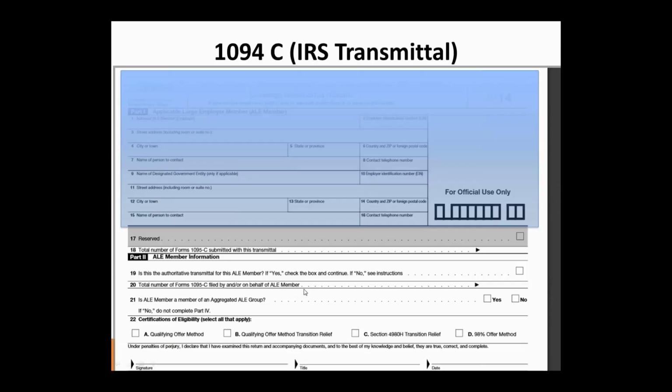What line 19 really means is that if you have multiple EINs, you need to submit one authoritative 1094C per EIN. And then you're going to have all the 1095Cs that go under each of those EINs. It's a very important distinction.